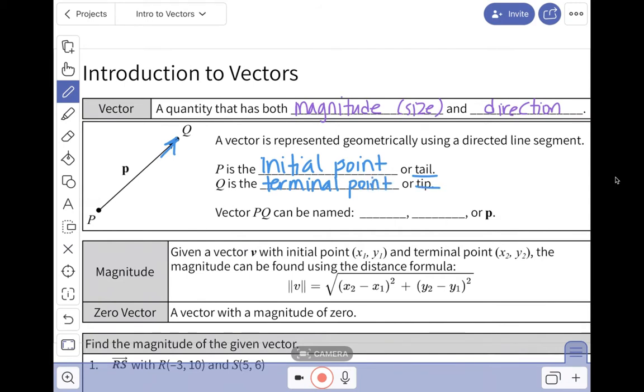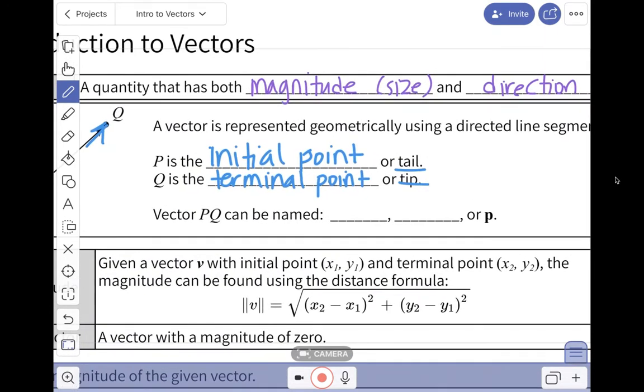So one of the confusing things about vectors is its notation, because there's at least 3 different ways that I could think of that they represent vectors. So first off is the 2 points that are labeled here. It started at point P, ended at point Q. So you could just represent a vector by writing those 2 letters, so PQ, with an arrow over the top.